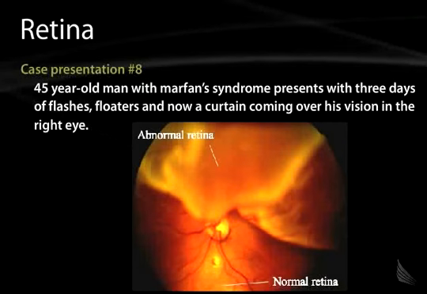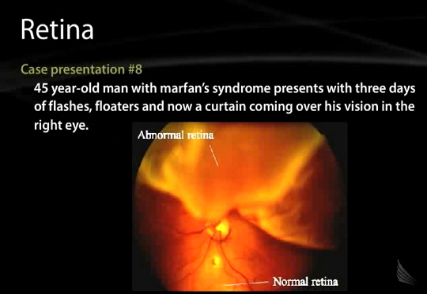Case presentation number 8. A 45-year-old man with Marfan syndrome presents with 3 days of flashes, floaters, and now a curtain coming over the vision in his right eye. This is something most physicians should be aware of. It doesn't happen terribly frequently, but if you have somebody talk about flashes, floaters, and a curtain coming over their eye, you should be suspicious of a retinal detachment.